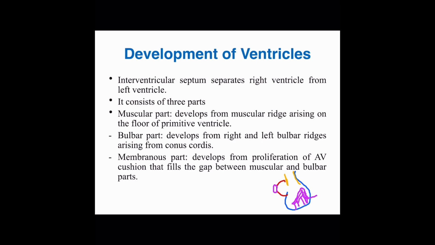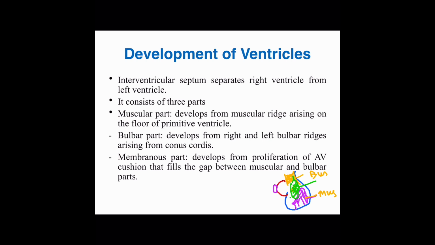Okay, now on the bulbous cordis, from its ventral and dorsal wall, this is the AV cushion. From the bulbous cordis the bulbar septum will arise. Okay, so these are the bulbar septum. Now they will grow towards each other. This is the muscular part, this is the bulbar part, but there is a gap in between these two, and this gap will be filled up by the membranous part. Usually the ventricular septal defect is observed in the membranous part.